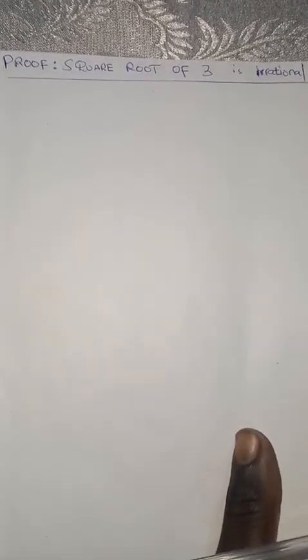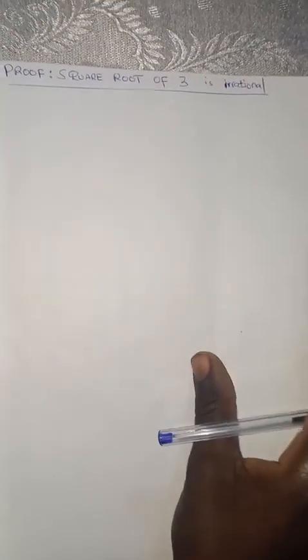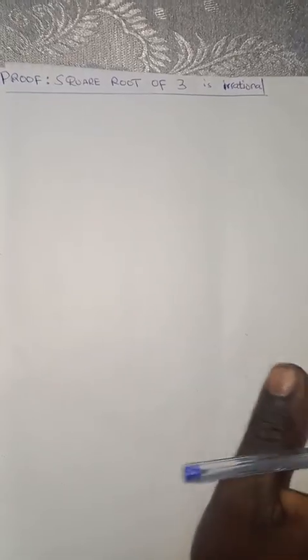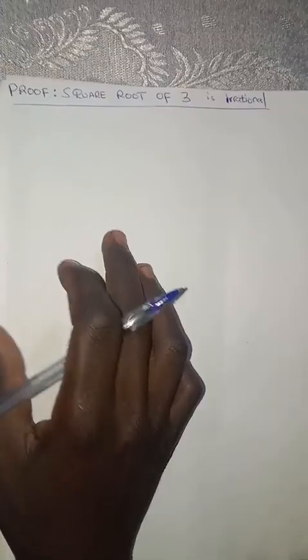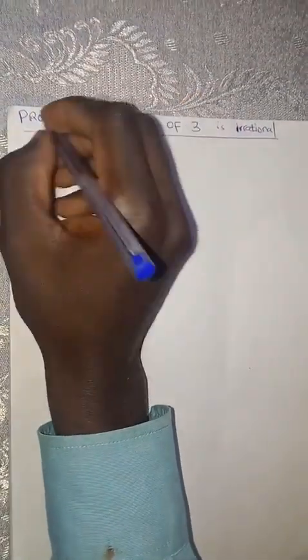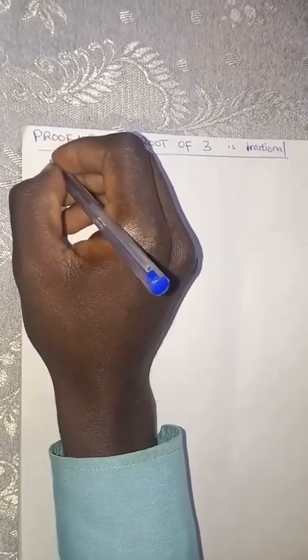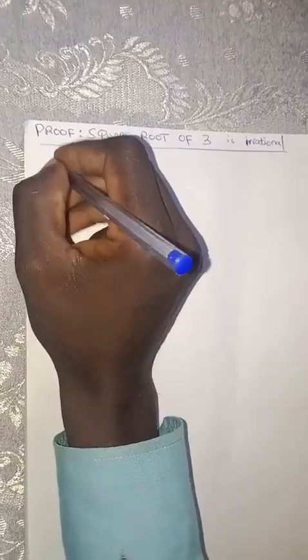Prove that the square root of 3 is irrational. A lot of members have been asking me, is the square root of 3 rational or irrational? And we want to prove that the square root of 3 is irrational. And we will use a form of proof that is proof by contradiction.